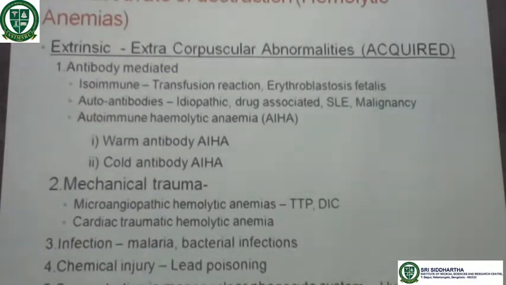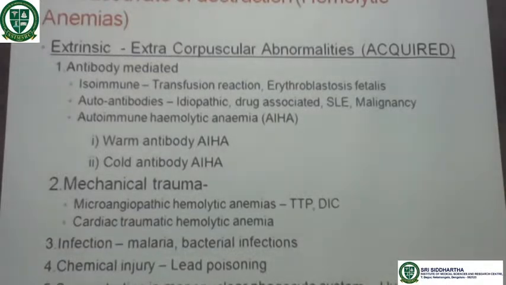In that we divide further into warm antibody autoimmune hemolytic anemia and cold antibody autoimmune hemolytic anemia. Both are 3 marks questions. We'll discuss later. Then mechanical trauma, outside mechanical trauma. You have microangiopathic hemolytic anemias. Microangiopathic means within the blood vessel, as the blood flows through, there are some conditions where the blood has to flow through it, and there hemolysis happens.